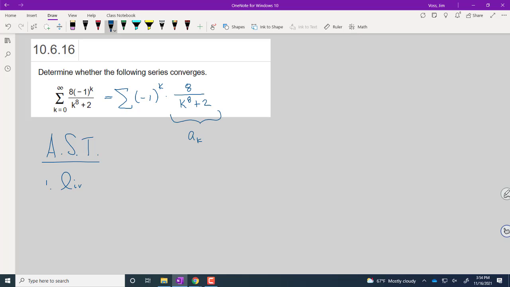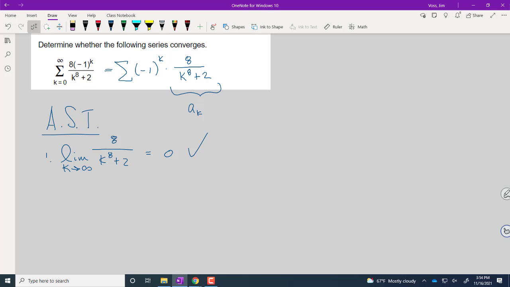Step one is basically the divergence test. We take the limit of a sub k. And what is that limit? Zero. So then we continue to step two. So this checks. We need to show that the limit is zero. This still doesn't mean the series converges. It just means it might converge. It could still diverge. We don't know yet. I mean, maybe we know based on some other information, but that is not enough to tell us anything about convergence. It just says if that's not zero, then we know it diverges instantly.